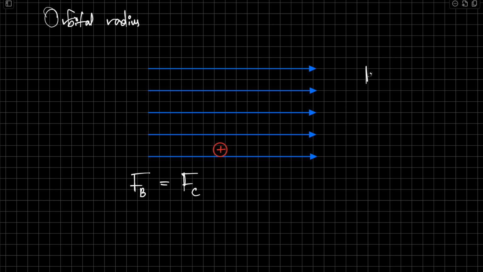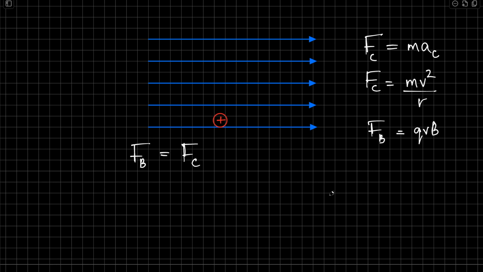And what's the equation for centripetal force? F equals ma. So centripetal force equals m times centripetal acceleration. Centripetal acceleration is v squared by r, so m times v squared by r. That's the equation for centripetal force. And for magnetic force, we already have the equation qvB sin theta. Theta is 90 degrees, so it's just qvB. Replacing F_B with qvB, qvB equals mv squared over r.